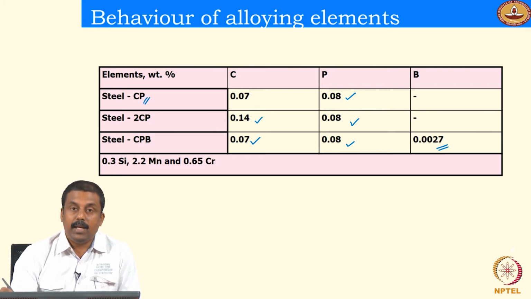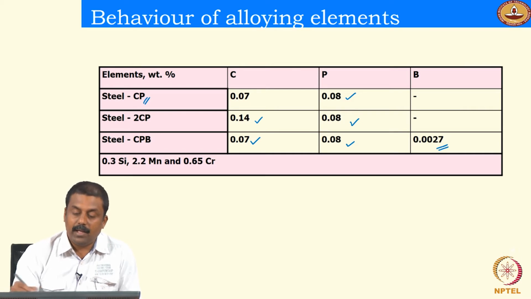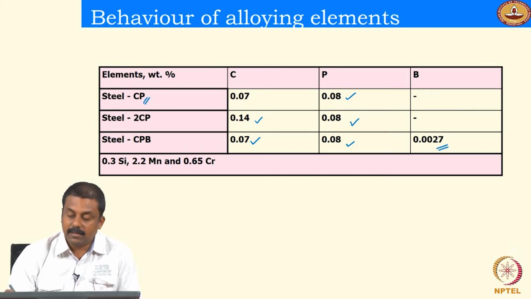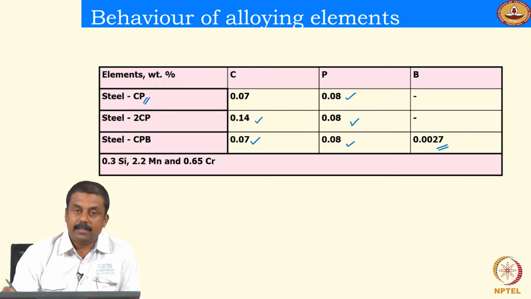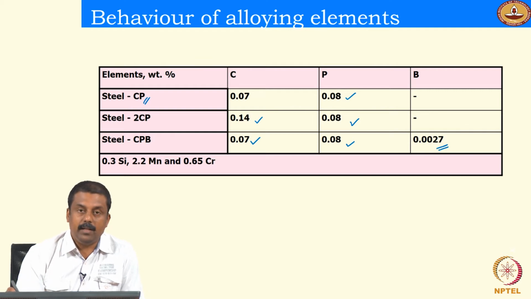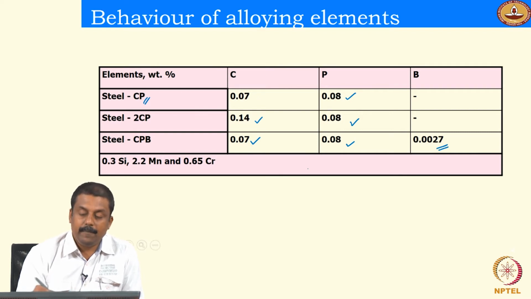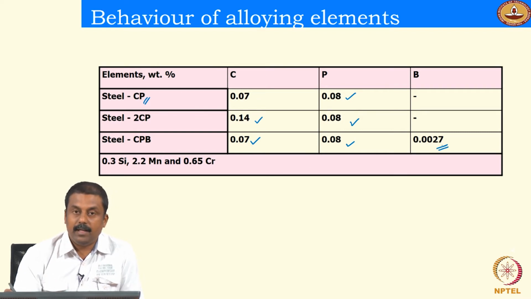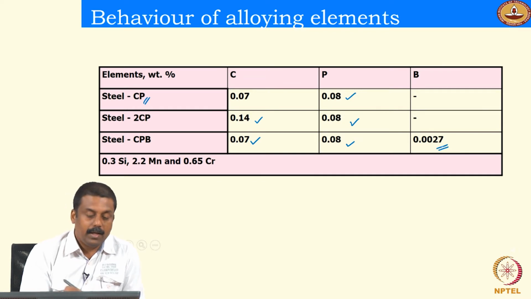But boron can also play a significant role in grain boundary diffusion of the alloying elements. How, we will see in subsequent slides. The example I am going to show you is the welding behavior of 3 steels: phosphorus of 0.08 in steel CP; in steel 2CP, we have double the amount of carbon, and all other alloying elements are the same; and in steel CPB, we have a carbon concentration similar to CP, but we added about 30 ppm of boron. We keep all other alloying elements the same in all these 3 steels.